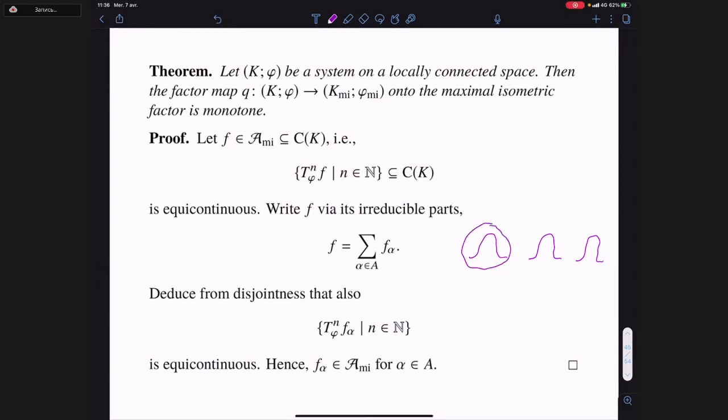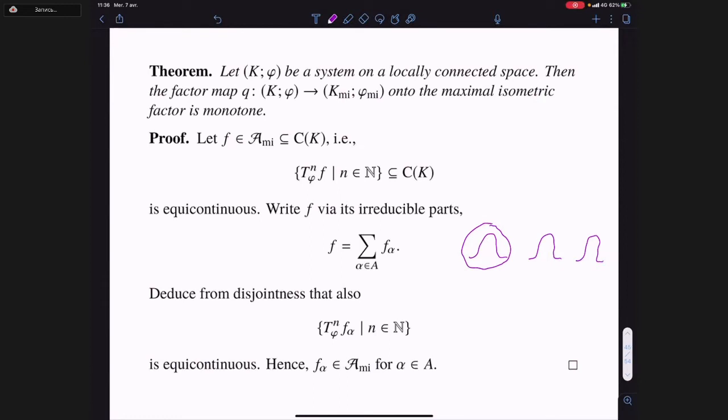However, this follows rather straightforwardly from the disjointness. So this is a short computation, but really nothing happens. You just exploit the disjointness of the supports of these functions. And so you see in a very short way that all these functions still lie in the subalgebra.